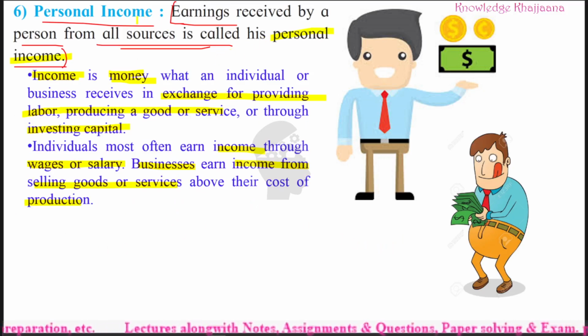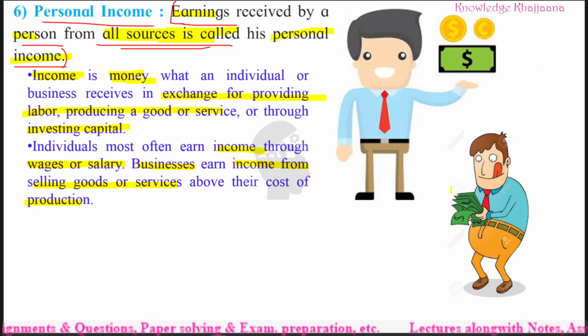Okay, so in total, what is meant by income? Earnings received by a person from all sources. What is meant by sources? All ways, all mediums. By all sources, whatever earnings he received is called his personal income. Now see, this person must be working in a bank, and he has got his salary. So see how happy he is, because these are his earnings. So it is his personal income.